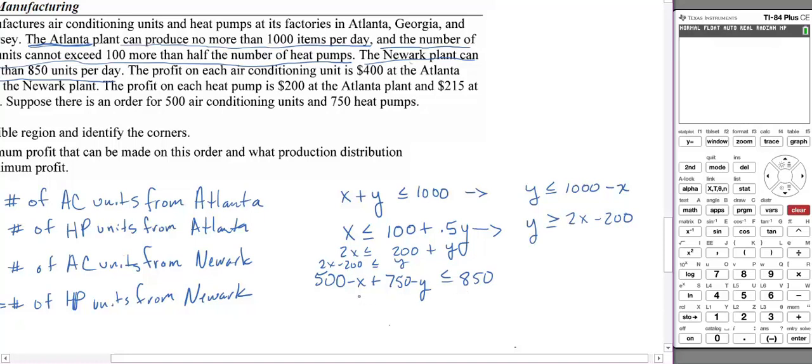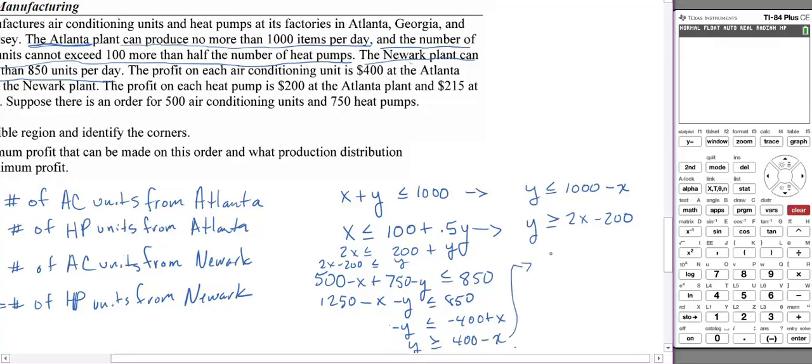And then this one, we can also simplify that quite a bit. That'd be 1250 minus x minus y is less than or equal to 850. Let's subtract 1250 from both sides and add x to both sides. So I have negative y less than or equal to negative 400 plus x. Multiply both sides by negative 1 and it flips the inequality sign. So I have y greater than or equal to 400 minus x.